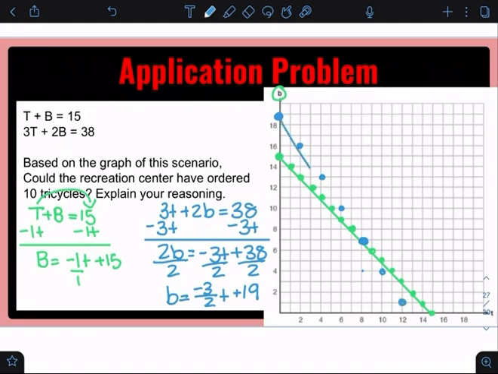Now we are going to connect these points. We do not need to put arrows because once it's at 0, that's it. We can't go into the negatives. We can't have negative number of bicycles or tricycles. And those are our two equations.